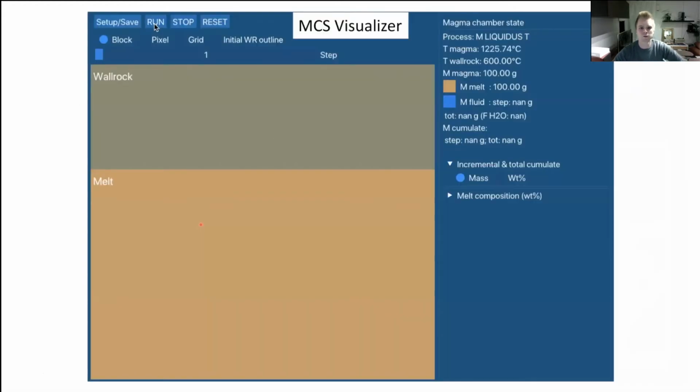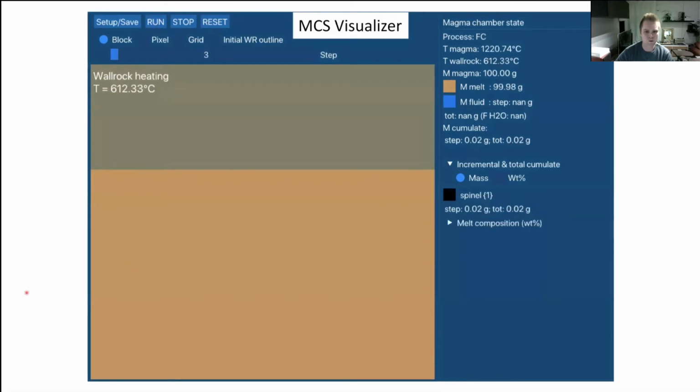So here's a Magma Chamber Simulator visualizer tool. Soon I will be showing you a video with this, but first I would like to point out that this model starts with magma at liquidus conditions, so 1225 degrees Celsius, and the wall rock has been preheated to 600 degrees, and that the magma mass at the beginning of the model is 100 grams. The melt can be seen below at the bottom section, and the wall rock evolution on the top here.